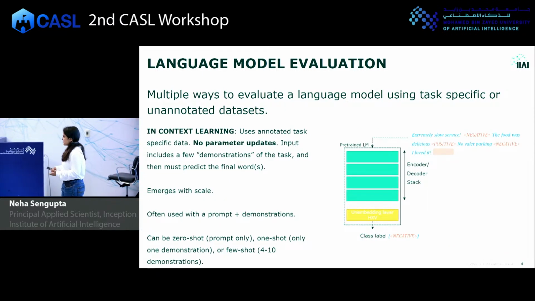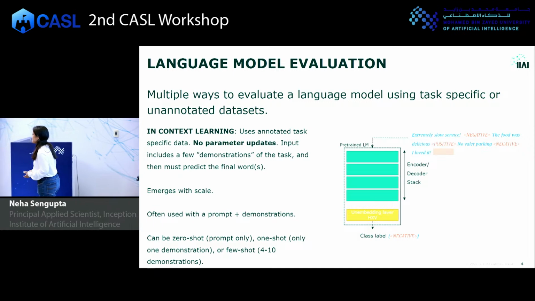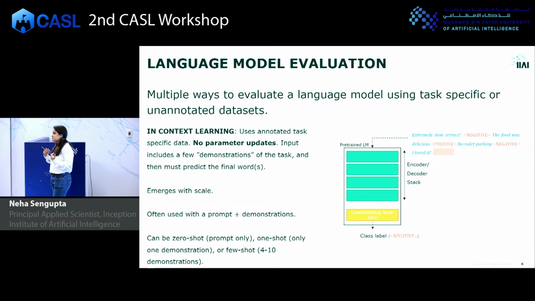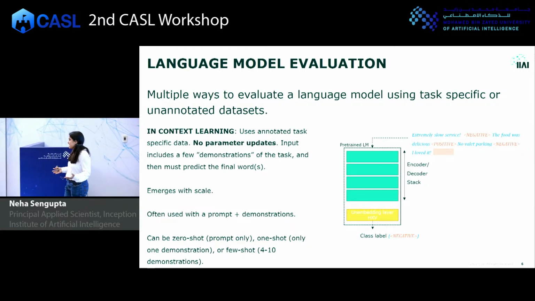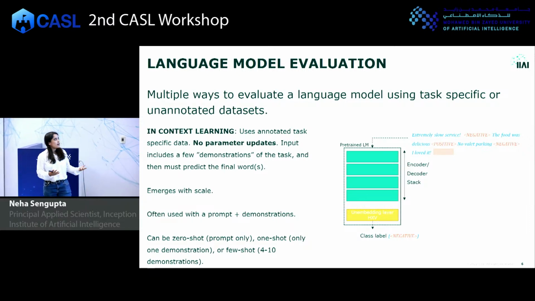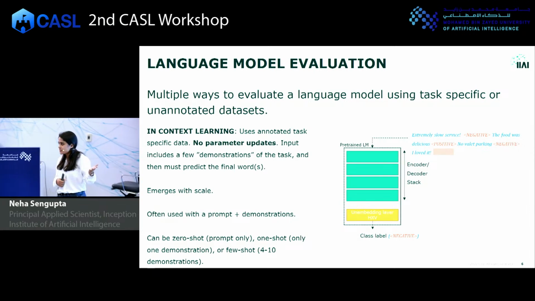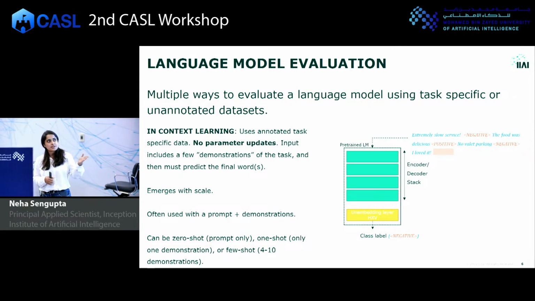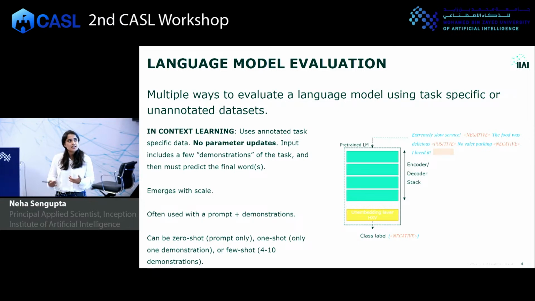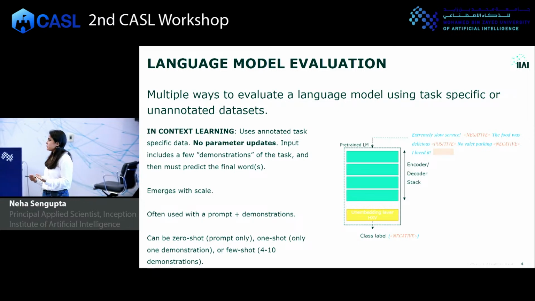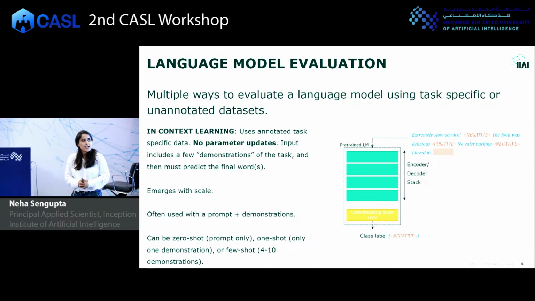But the most interesting way to evaluate, which is the main finding of GPT-3, is that you don't need to fine-tune. So you don't need to do any kind of parameter updates or any kind of gradient updates. What it's called is in-context learning. You give a prompt, or maybe you don't give a prompt, and then you give a few demonstrations, right? So here, extremely slow service, negative is the first demonstration. The food was delicious, positive is the second demonstration. There's no valet parking, negative is the third demonstration. And then the final example that it has to predict is, I loved it.